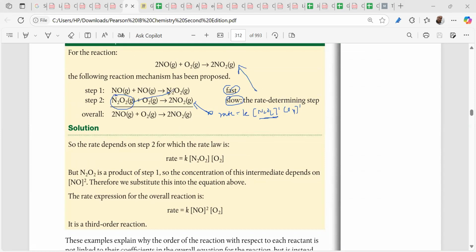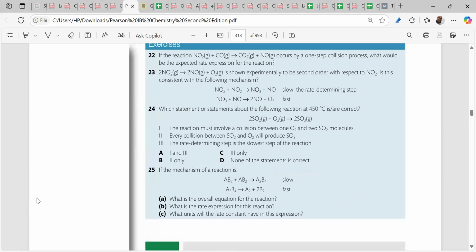We go to the first step. This is coming from NO and NO. So replace this, rate will be equal to K, NO to the power of 2 and O2 to the power of 1. Is it clear? That's the way we have to replace the intermediate, right? Clear? Now suppose the past paper question will be something like this, similar to this.